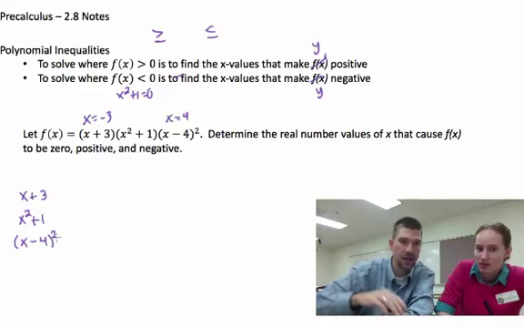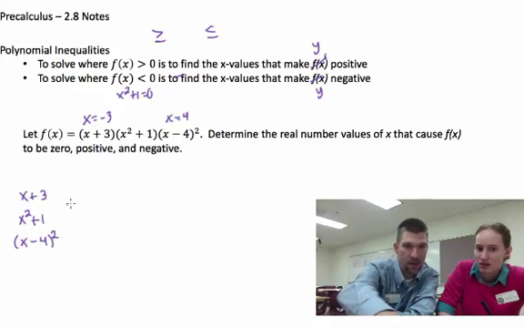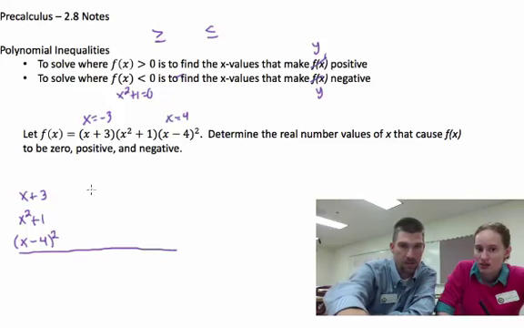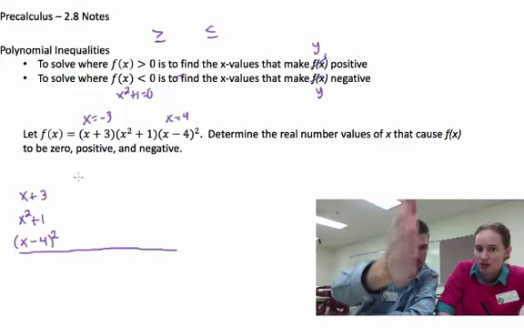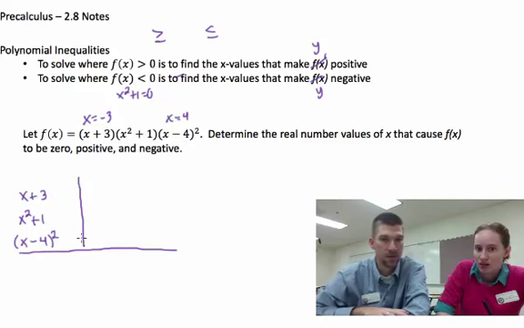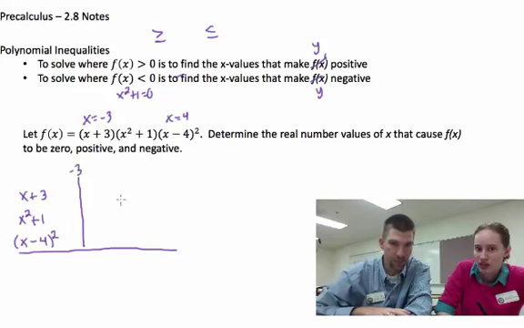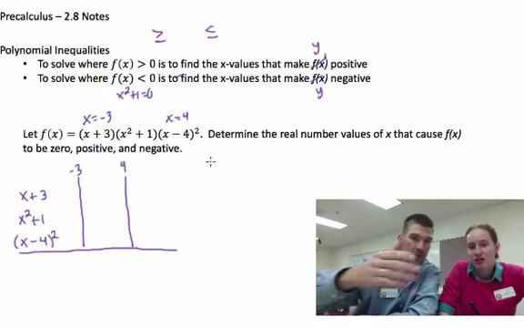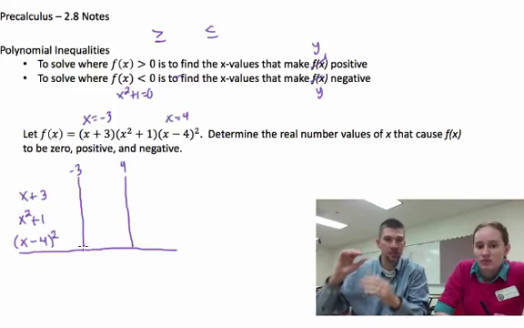Squared is usually easier. And then I make a little line on the bottom. And then I draw a vertical line for all of my zeros. So that's -3, and 4. Because we set those things equal to 0, those were in fact zeros. So there's how my sign chart sets itself up.